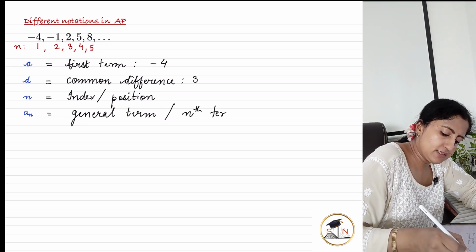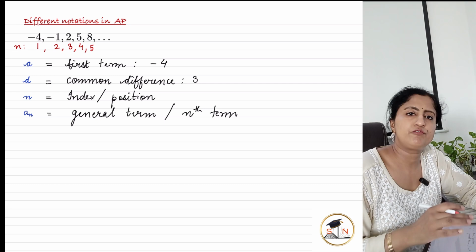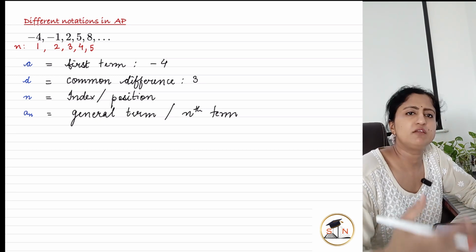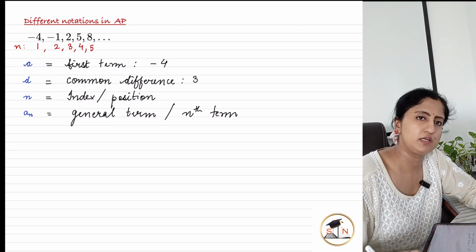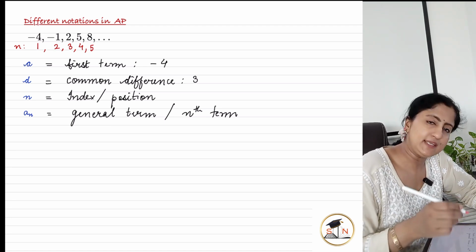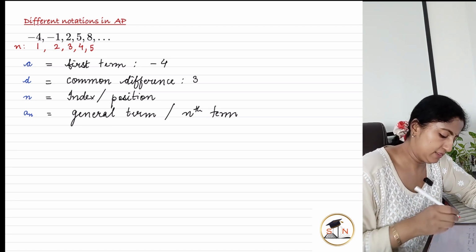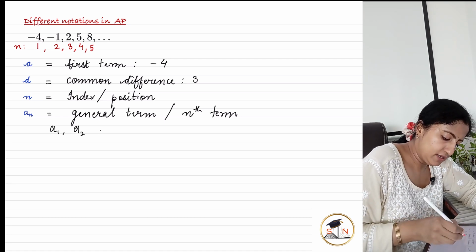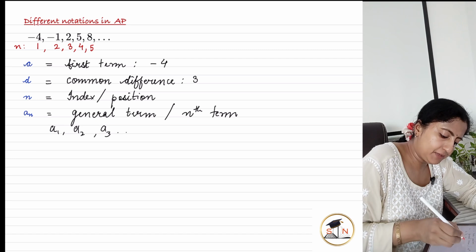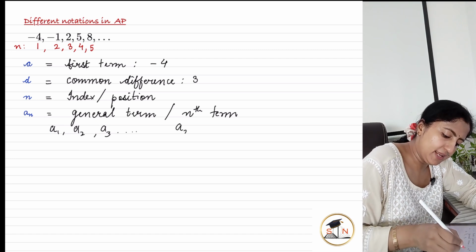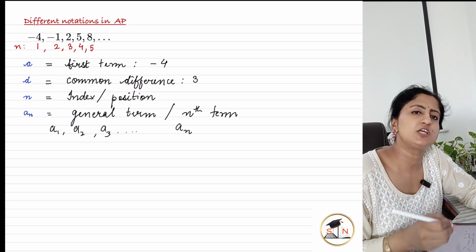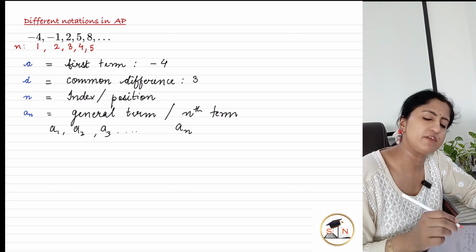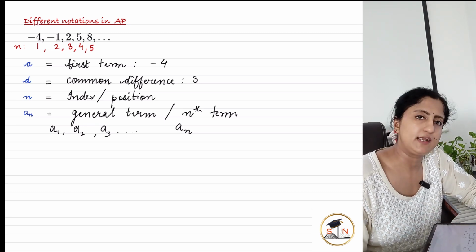Because there is no limit on how far the AP can go. It can last only up to 10 terms or even 5 terms. It may last up to 100 or infinite, right? So n can have various values over here. Therefore, we may write A1, A2, A3, up till an. Hence, an means any general term. N can have any value and we can suffix it there and it will become the nth term for that AP.